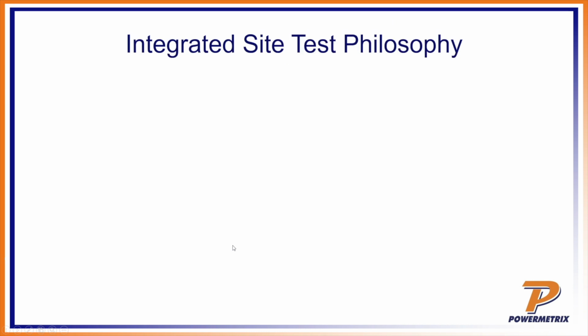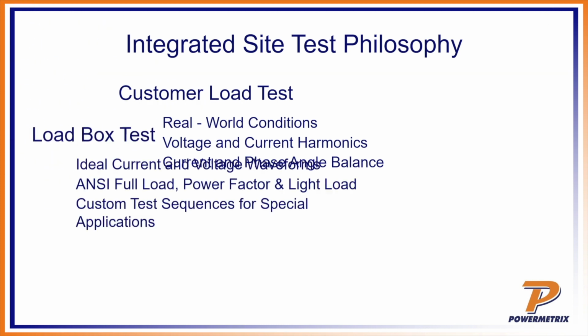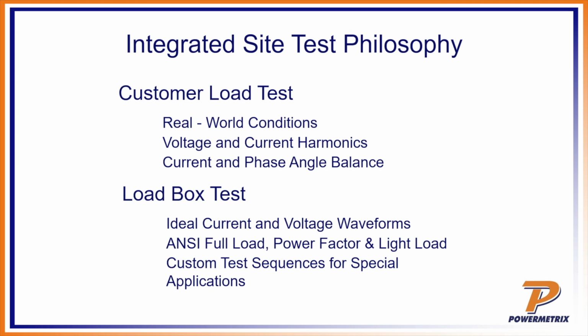So in the integrated site test philosophy, for a customer load test, we want to look at the real world conditions. We want to see the voltage and the current harmonics. We want to look at current and phase angle relationships. Are they balanced correctly? What about a load box test? On a load box test, we do ideal current and voltage waveforms. We do an ANSI test that involves a full load, a power factor, and a light load. We do customer test sequences for special applications.